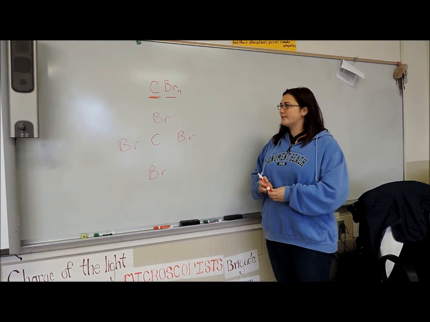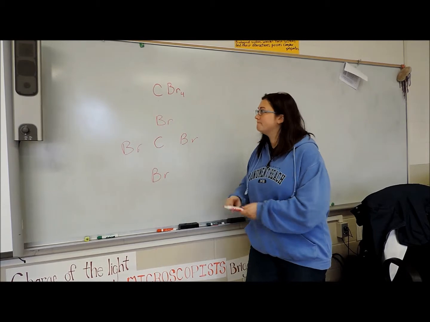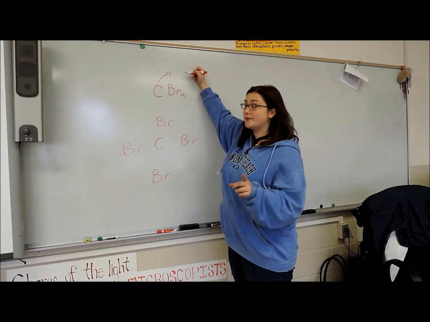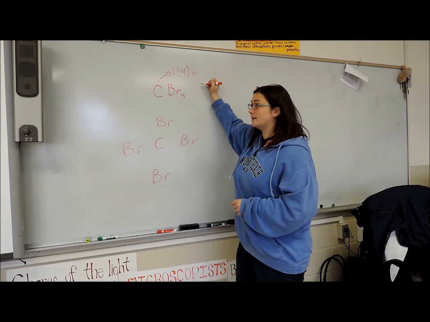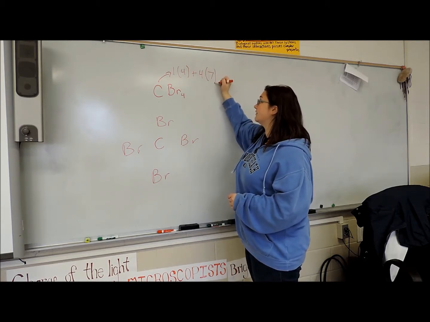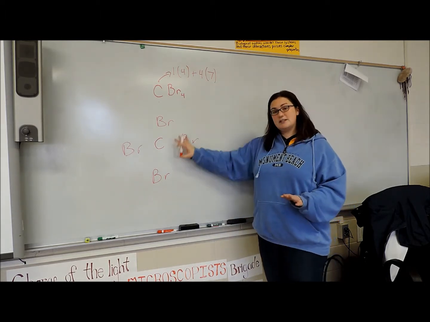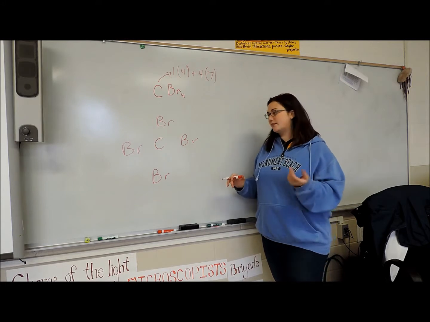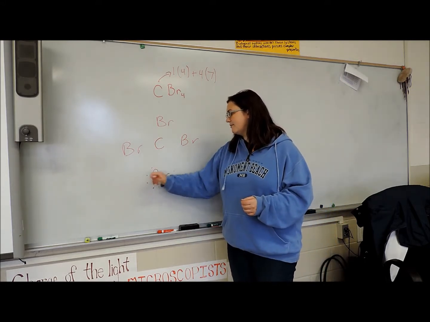All right, so let's figure out how many electrons we have to play with right here. For carbon, we've got one carbon with 4 electrons, plus we've got 4 bromines, and they each have 7. So let's make sure we do this right. I'm going to go around to each bromine and give them their 7 electrons. 2, 3, 4, 5, 6, 7.